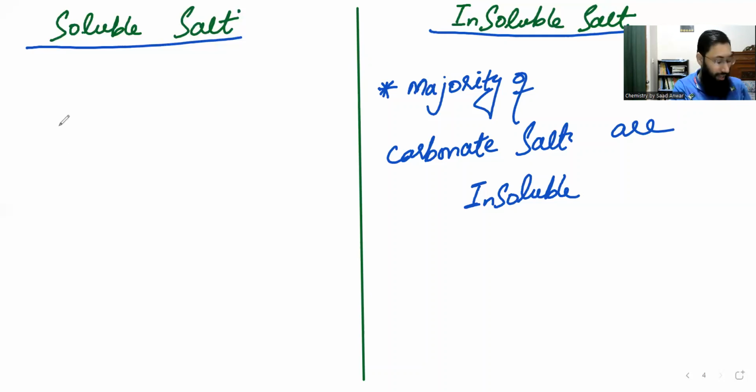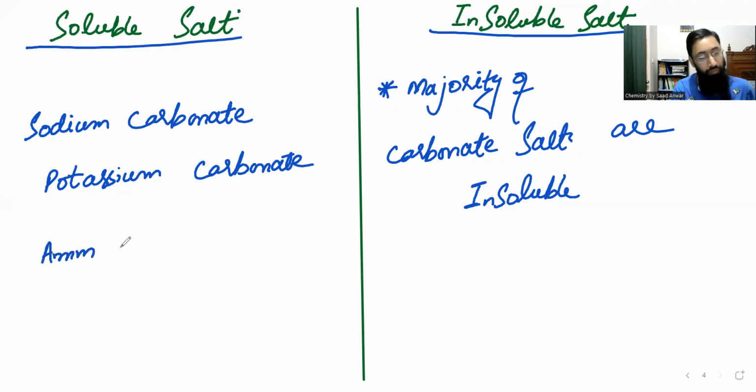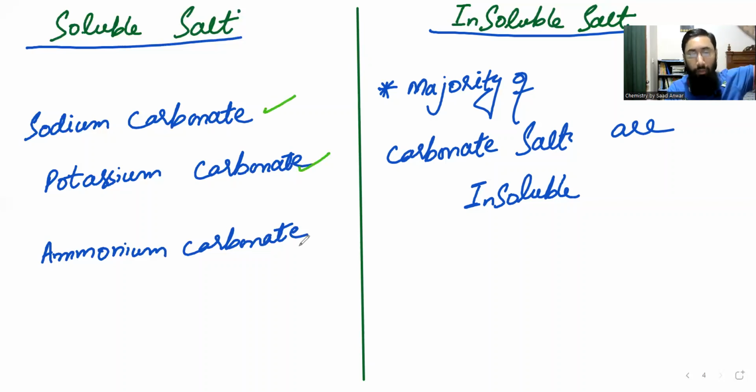Like sodium carbonate is a soluble salt. Then potassium carbonate is a soluble salt. Then ammonium carbonate. Sodium carbonate, potassium carbonate, and ammonium carbonate are soluble salts, and all other carbonate salts are insoluble.